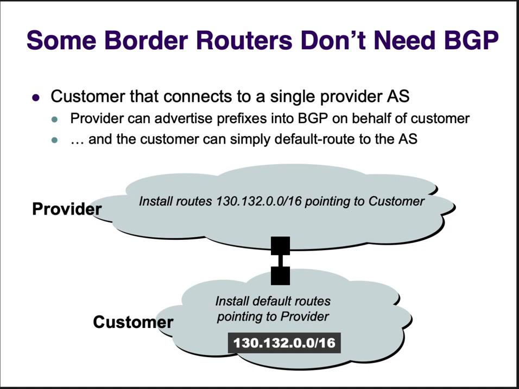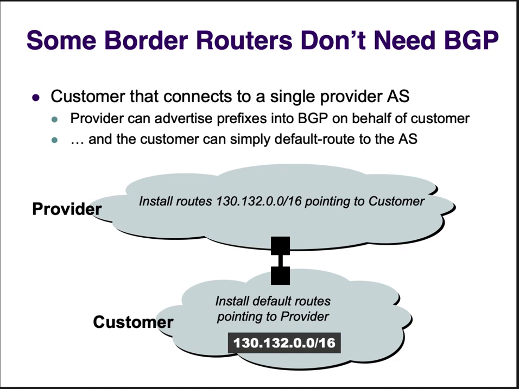The customer has been given the prefix 130.132/16. What the customer is going to do is configure the routers within its own AS to say, if there's any address that is not 130.132, just send the packet to my provider's network. Okay? That's all you have to do.